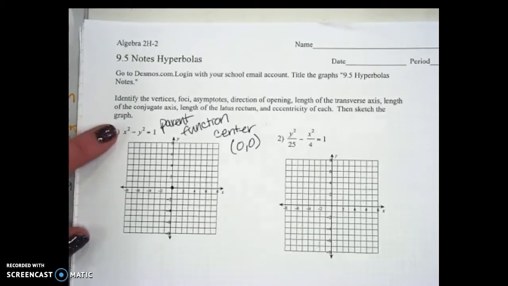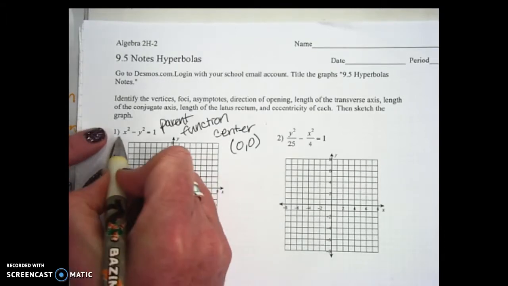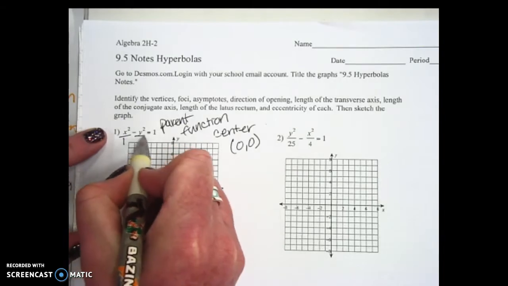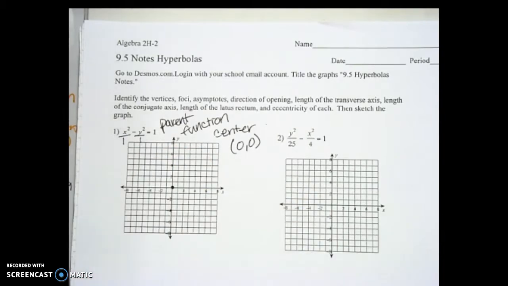All right. So while it looks like you're not dividing by anything, you're actually dividing by 1 and dividing by 1. And when you take the square root of 1, you get 1. That means your vertices are going to be 1 unit each direction.